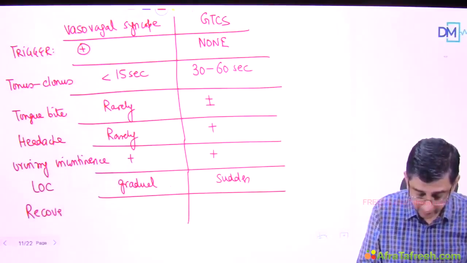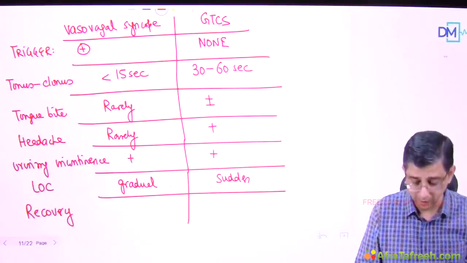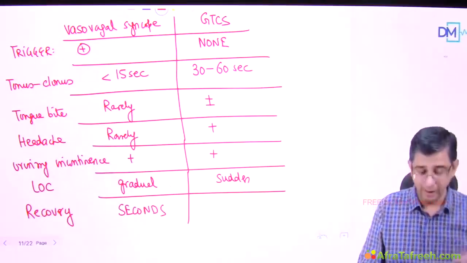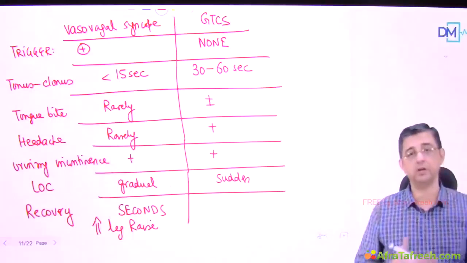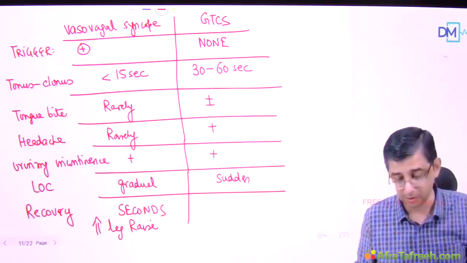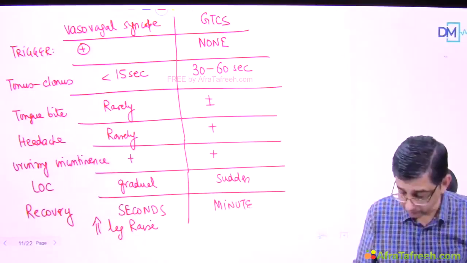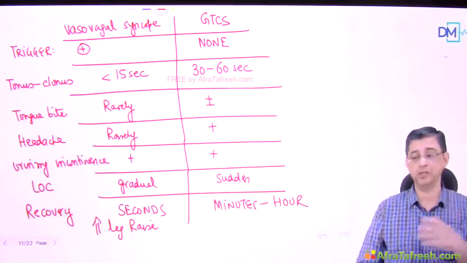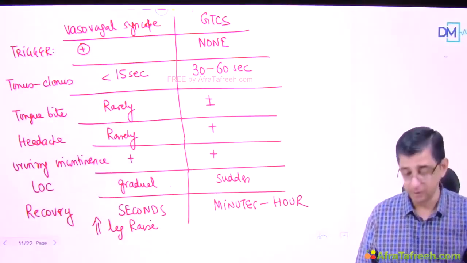Apart from the tongue bite part, recovery would let me know between vasovagal syncope and GTCS, because recovery in vasovagal syncope is very fast. It occurs in a matter of seconds and can be accentuated by leg raise of the patient, because the moment you raise the leg, the venous return to the heart will increase, and the person will regain consciousness. In generalized tonic-clonic seizure, it might take hours. The person might keep on sleeping for a very long duration, then might wake up in a dizzy, confused state. He might ask you, where am I, and who brought me here, and questions like these.